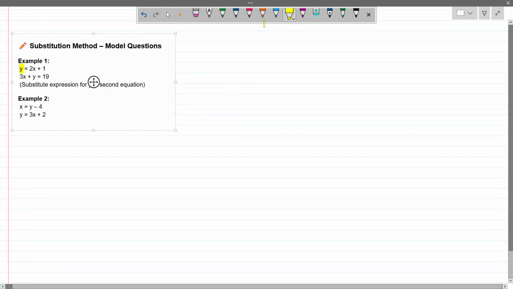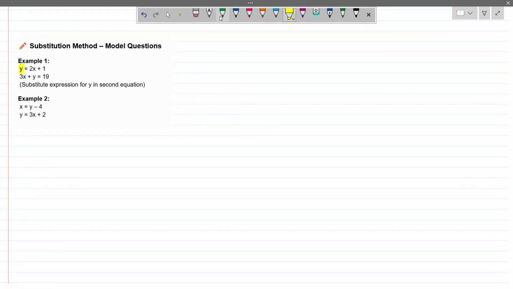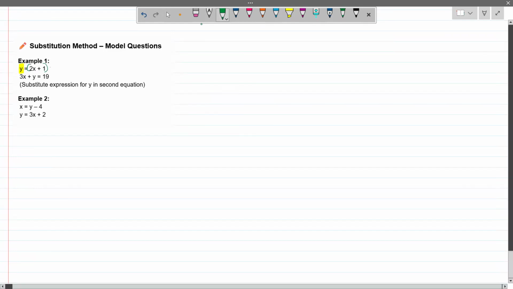The first example is rather simple because I am telling you here y is equal to 2x plus 1. So it means that I could substitute 2x plus 1 for y. You're substituting the expression for y in the second equation.